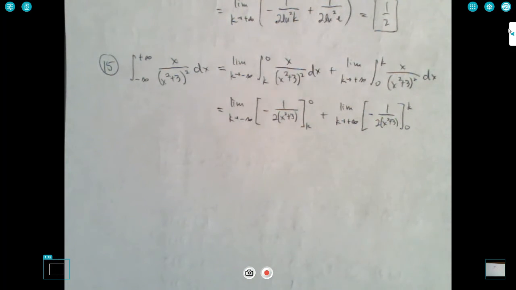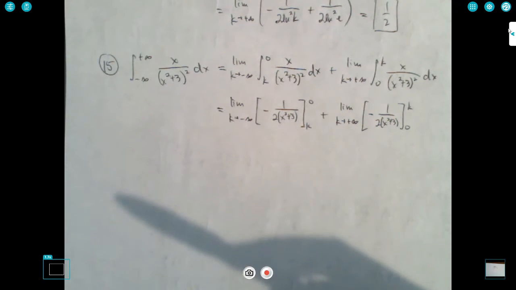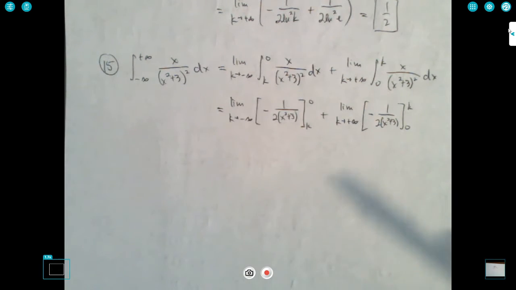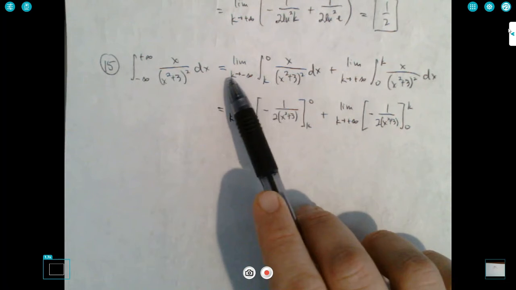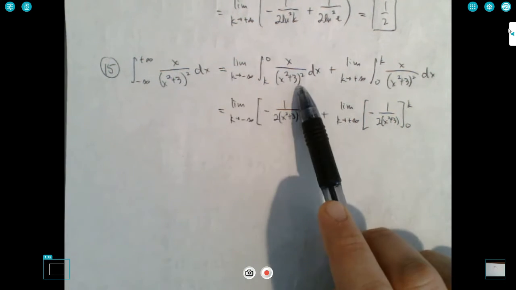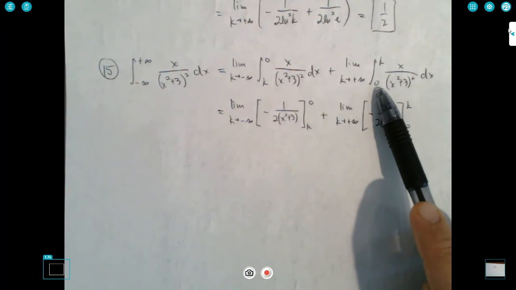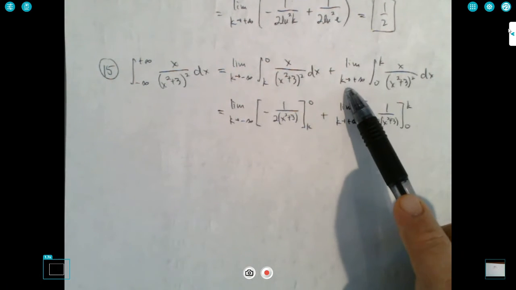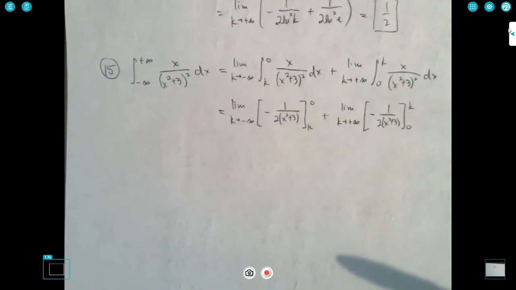So the way that we handle that is we're going to split this integral somewhere in the middle, and it doesn't really matter where. I chose to split it at 0, okay? And then we let the lower limit of integration be k, and we take the limit as k goes to negative infinity of this first part. And then we have to add on the second half of the integral, from 0 to k, and take the limit as k goes to positive infinity. If you want to use a different letter, you can, I guess.